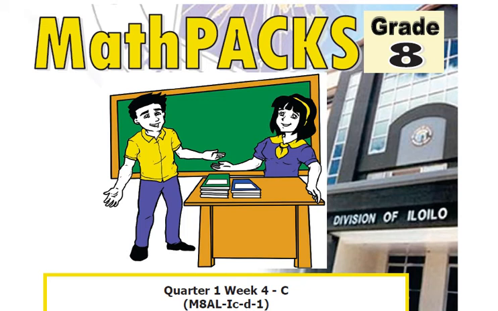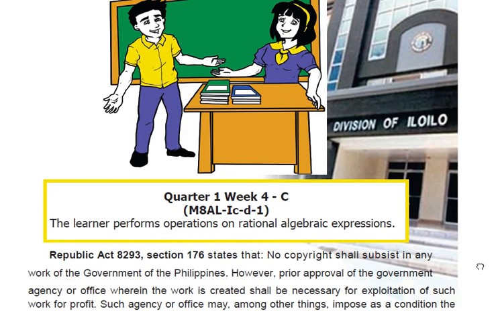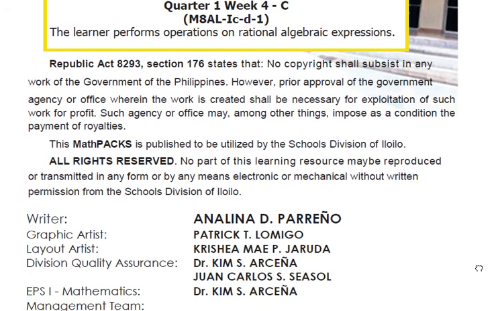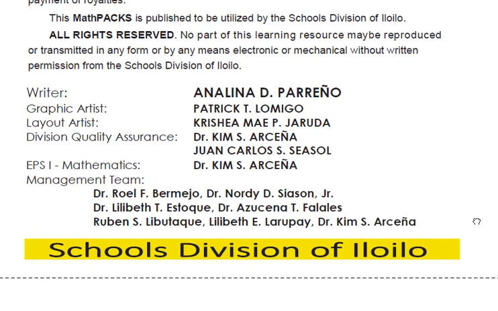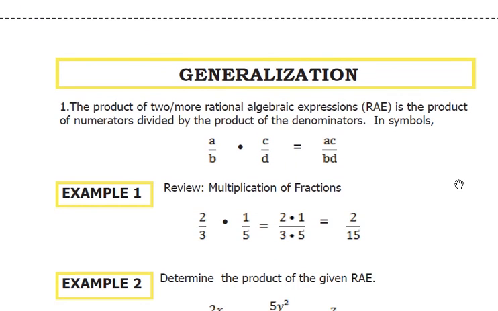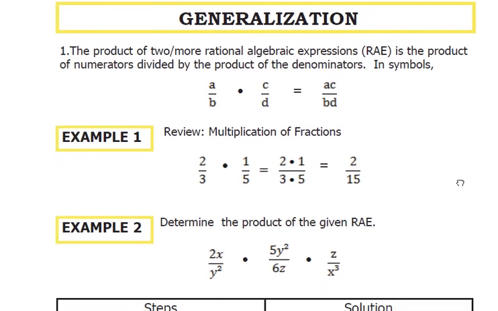For the objective, the learner performs operations on rational algebraic expressions. Specifically, this learning activity will focus on the multiplication of rational algebraic expressions. So we move on for the generalization. We have just a brief generalization here.